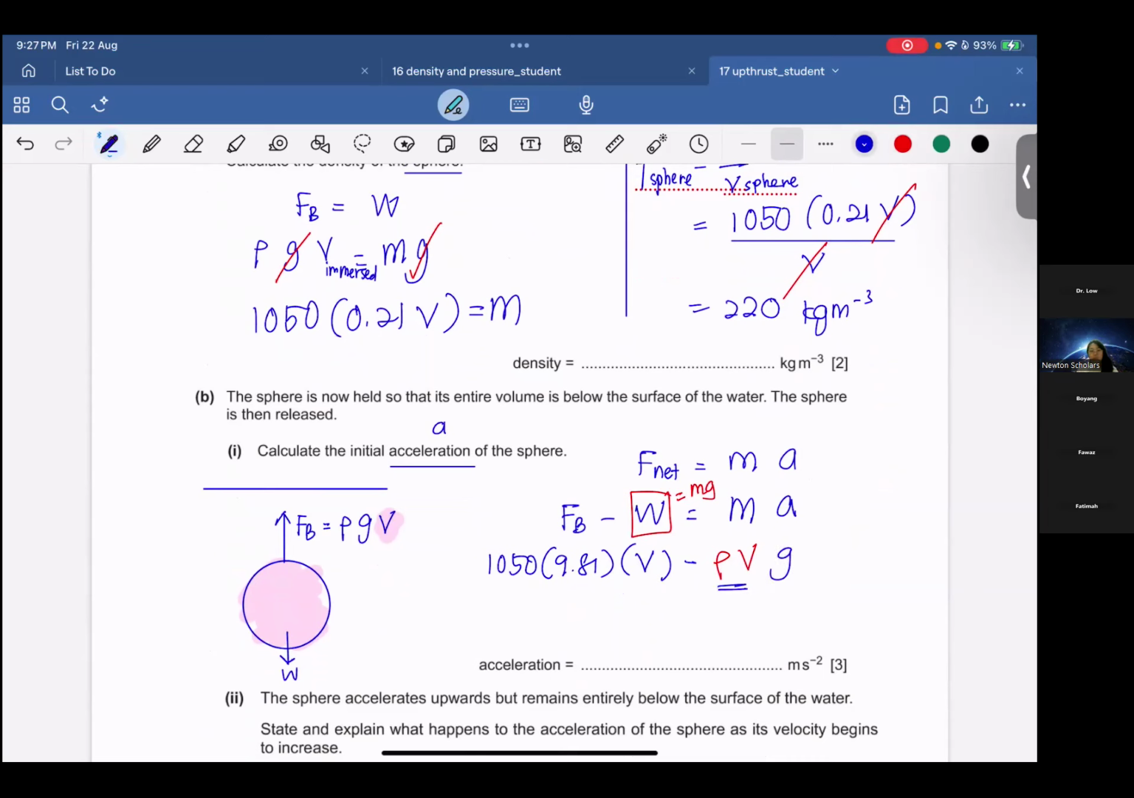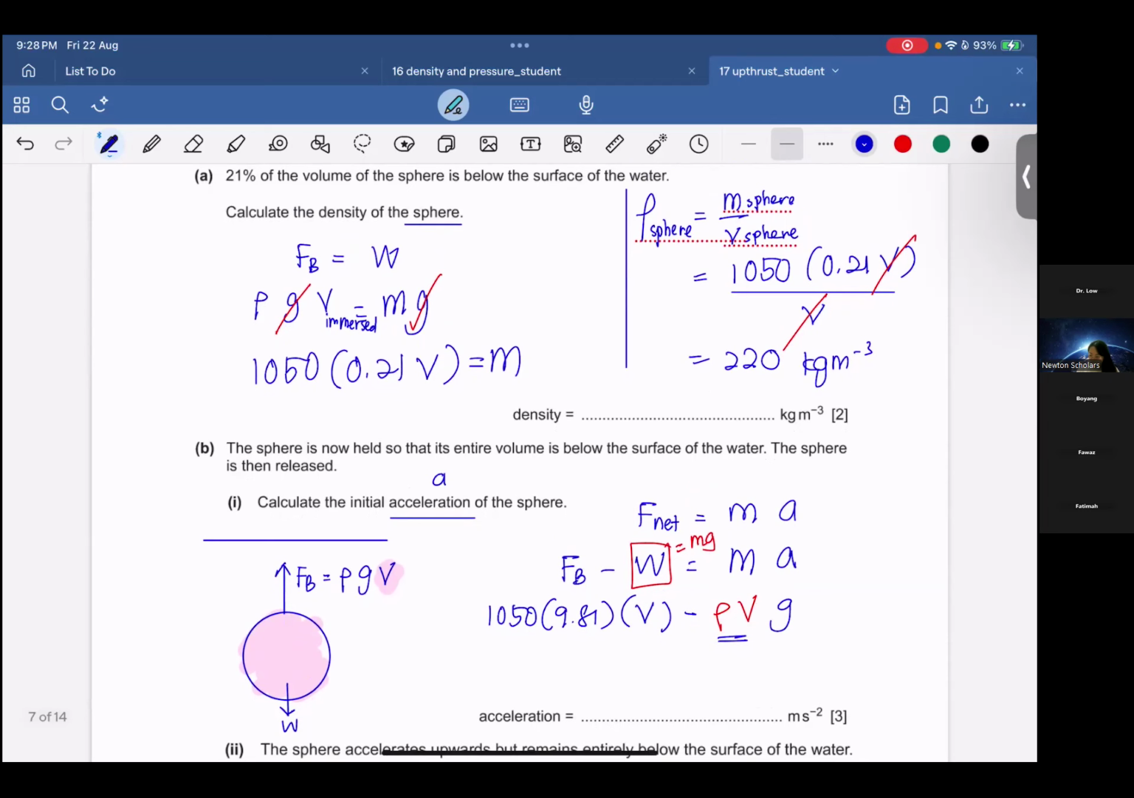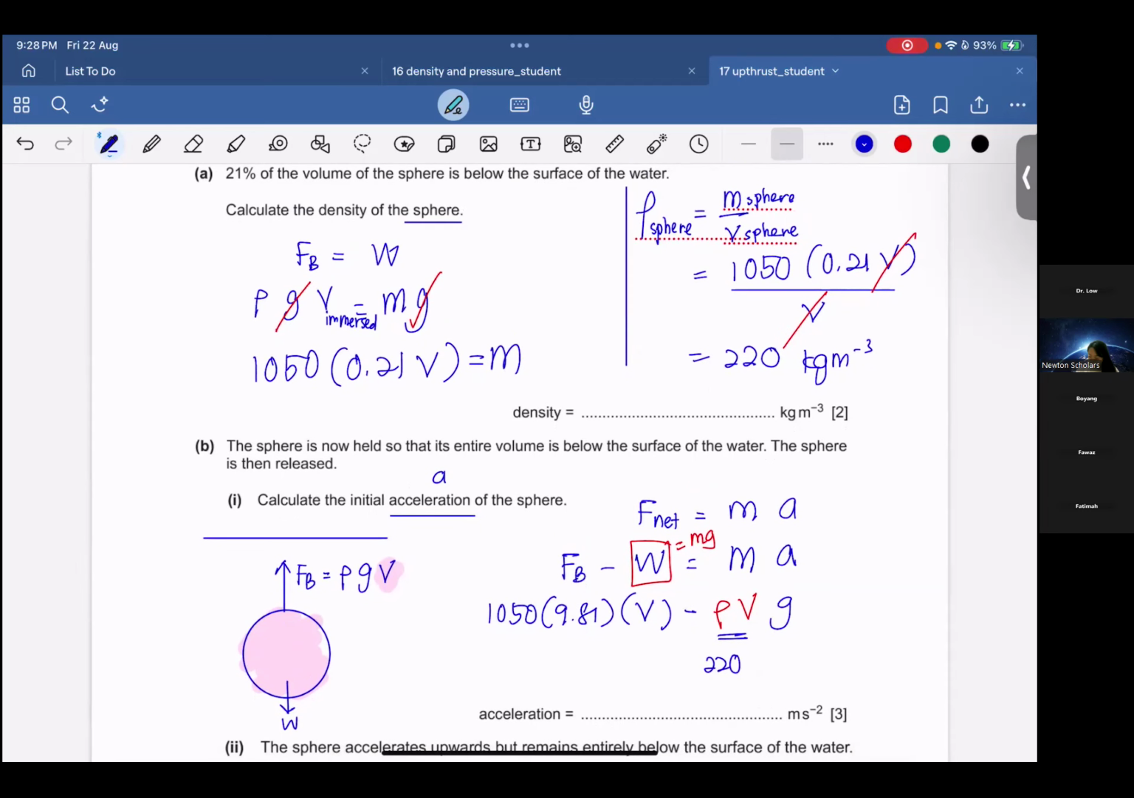So this is what we learned today. Density equals mass divided by volume. So if we're finding the mass, we can use density times V. The density for the sphere is 220. So this is 220 V times 9.81, equals M. M is the mass. Again, 220 V, this is mass, times the A.